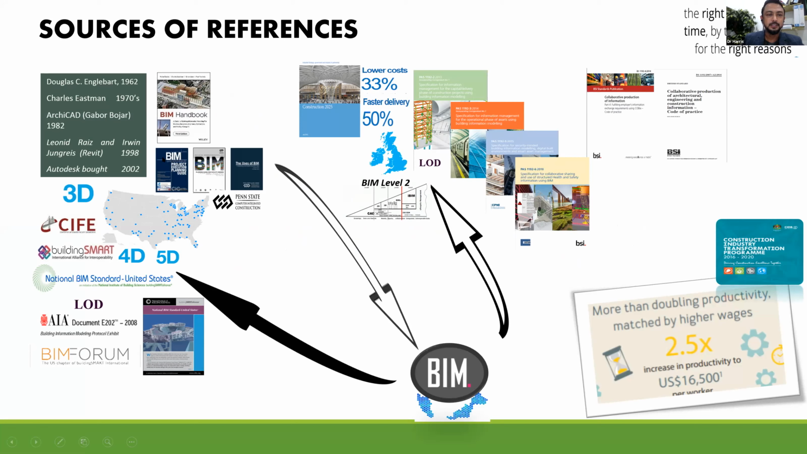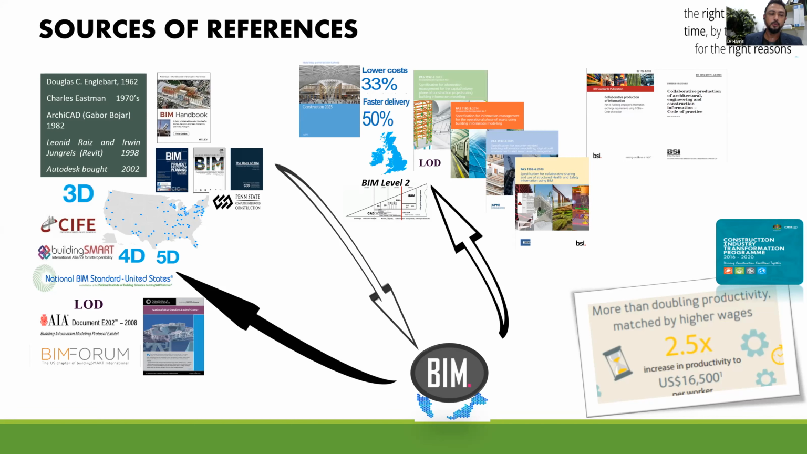If you can see, the first idea about BIM was introduced by Charles Eastman in the early 1970s. And then Gabor Bojar, an architect, produced the software in the 1980s. Leonid Raiz produced Revit in 1998, and Autodesk bought over Revit in 2002. And the term BIM began to be introduced in the United States in 2000 to 2002 and was popularized by Jerry Laiserin, if everybody has heard his name. So that's where BIM begins.